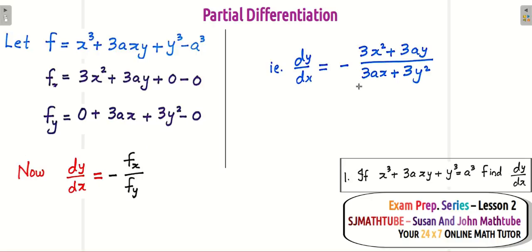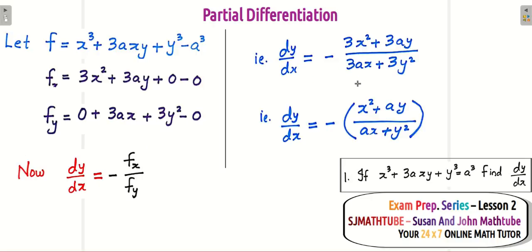So take 3 common and cancel. Here we have the derivative. Okay, now let's move ahead.